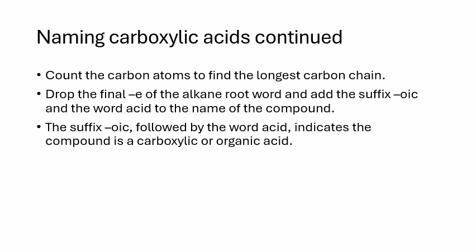Naming carboxylic acids continued. Count the carbon atoms to find the longest carbon chain. Drop the final E of the alkane root word and add the suffix OIC and the word acid to the name of the compound. The suffix OIC followed by the word acid indicates the compound is a carboxylic or organic acid.